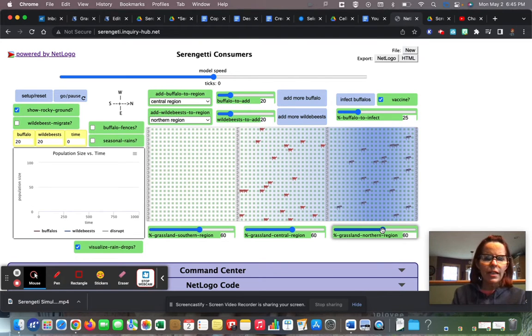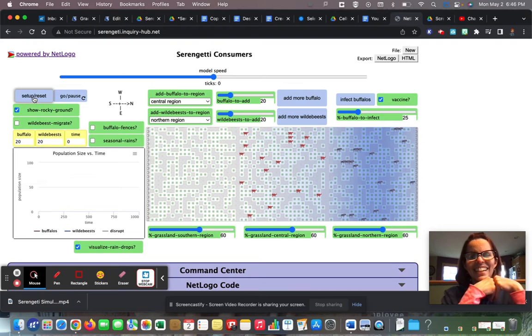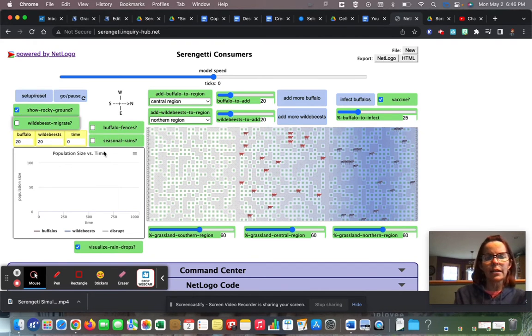Okay, so a couple other things I'm going to mention. If you choose to have wildebeest in your simulation, I'm just going to go ahead and hit setup reset. Hopefully it won't die on me like it did. There we go. So we've got the wildebeest and we've got the buffalo, and I'm going to go ahead and click seasonal rains here. Watch when I make this graph.